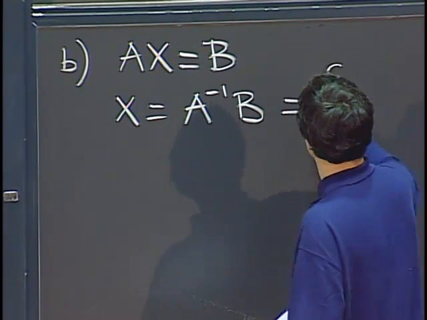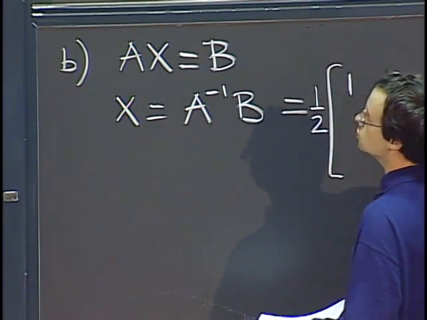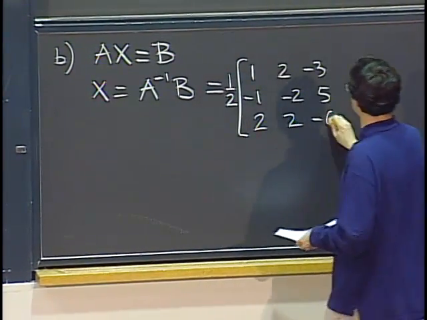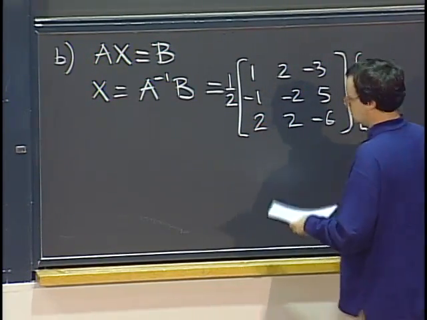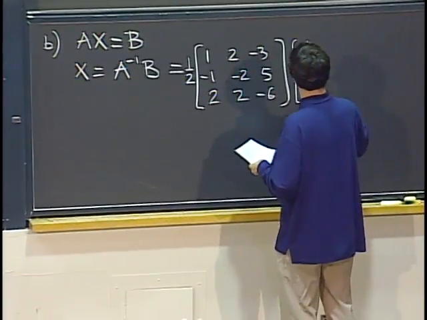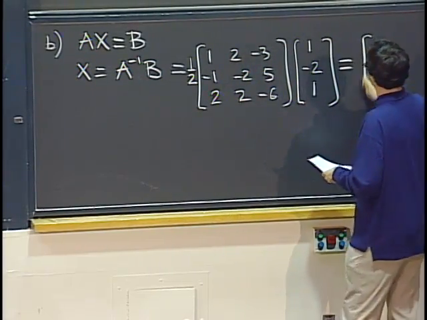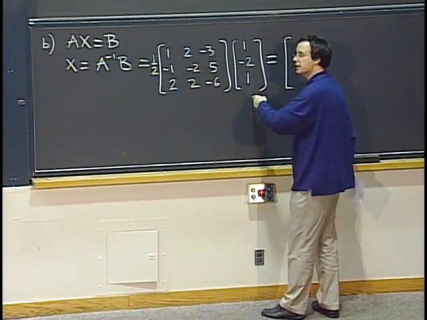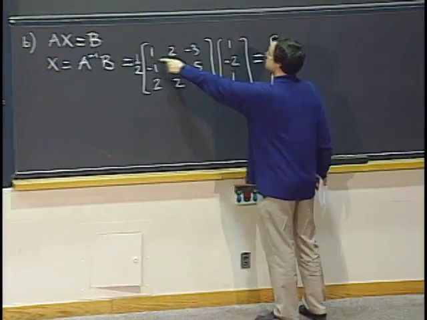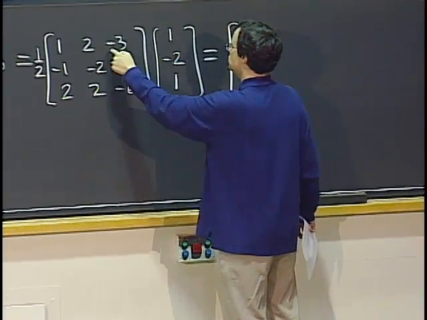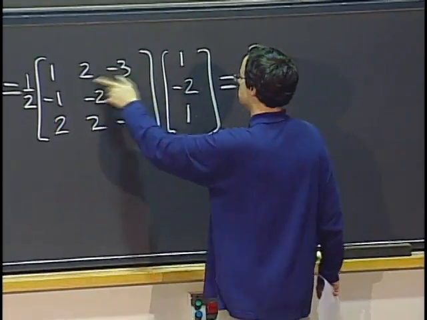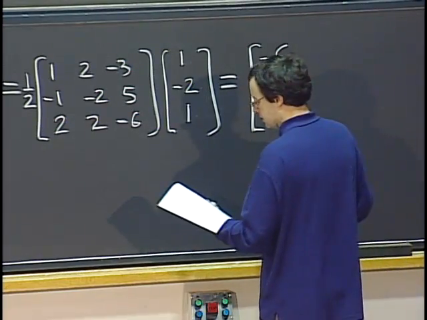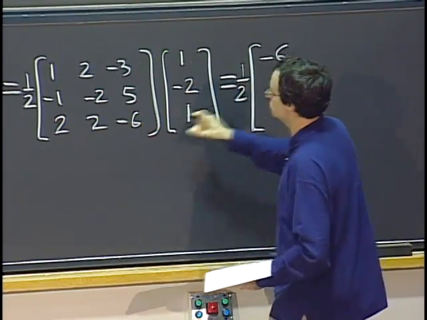So we have to multiply 1/2 times the matrix 1, 2, negative 3, minus 1, minus 2, 5, 2, 2, minus 6, times B, which is 1, negative 2, 1. Remember, to do a matrix multiplication, you take the rows in here, the columns in here, and you do dot products. So the first entry will be 1 times 1 plus 2 times minus 2 plus minus 3 times 1. That's 1 minus 4 minus 3, which is negative 6, except I still have, of course, a 1/2 in front.